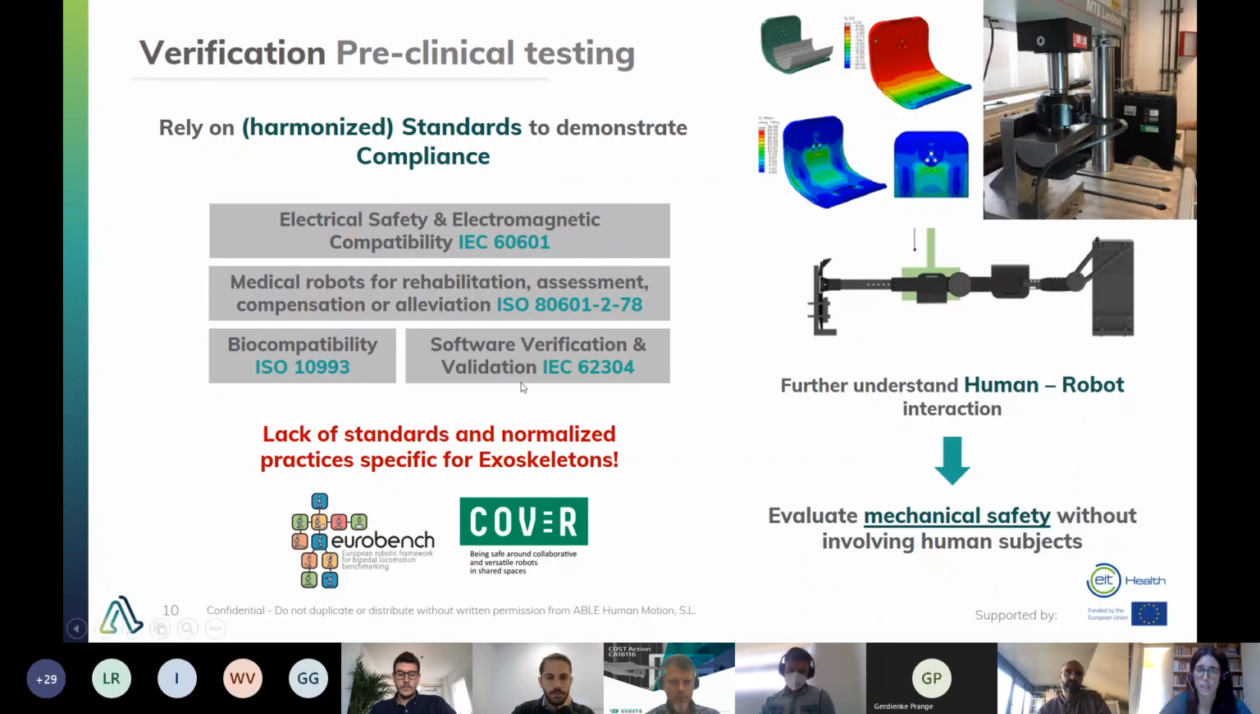But what happens here? We as manufacturers, as Gerdienke also mentioned, find that there's a lack of standards and normalized practices specific for exoskeletons. And if we want to evaluate the mechanical safety without involving human subjects, this is very difficult. And there's the need to research and evaluate more the human and robot interaction, which is a very complicated process. So this is why initiatives such as EUROBENCH and COVR are so valuable for us as manufacturers, to be able to transform these standard protocols into international standards that can be used to demonstrate compliance with the regulations.